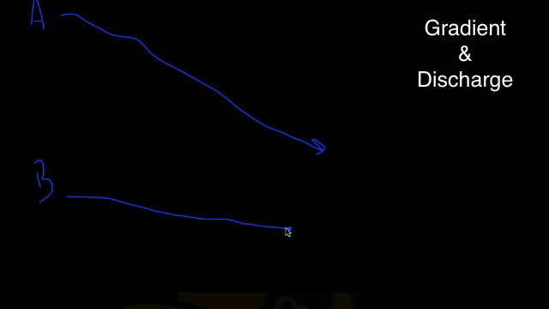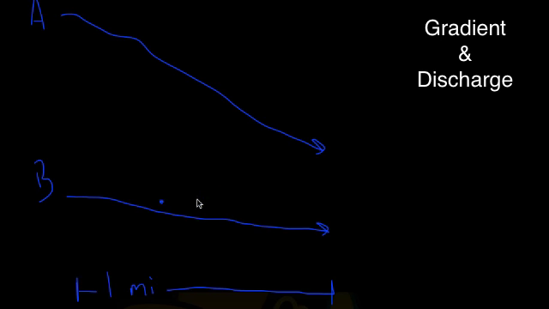All right, a couple more quick things to talk about. We're going to talk about gradient and discharge. Let's say we have River A here, and River A is pretty steep, flows down. And here's River B, and we'll assume that River A and B are the same length. Let's just say they're each 1 mile long, from one side to the other side. From there to there is 1 mile.